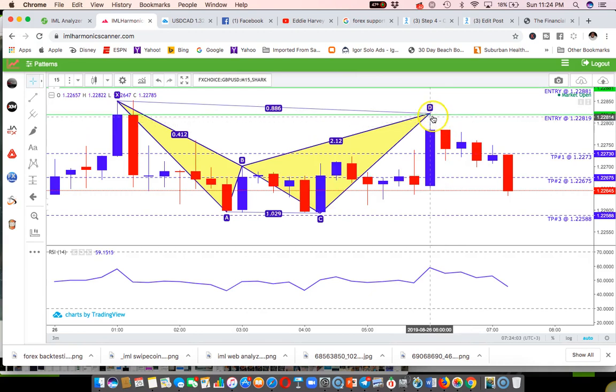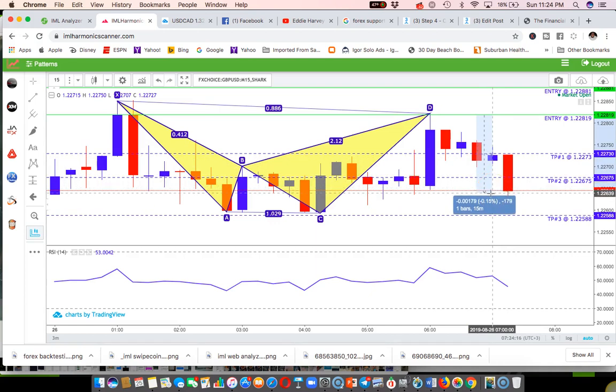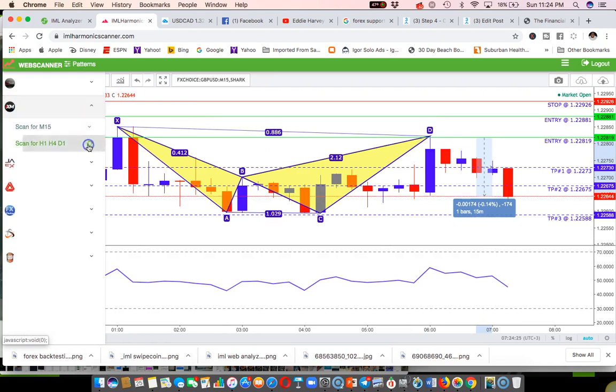As you can see, the entry point was here, and this is dropping down into a good take profit here. Just showing you the power of this tool, this trade is already in profit. This is a scalp, 17 pips. Now I don't use it for scalping. I use it for higher potential long-term trades, guys. Let me show you here.